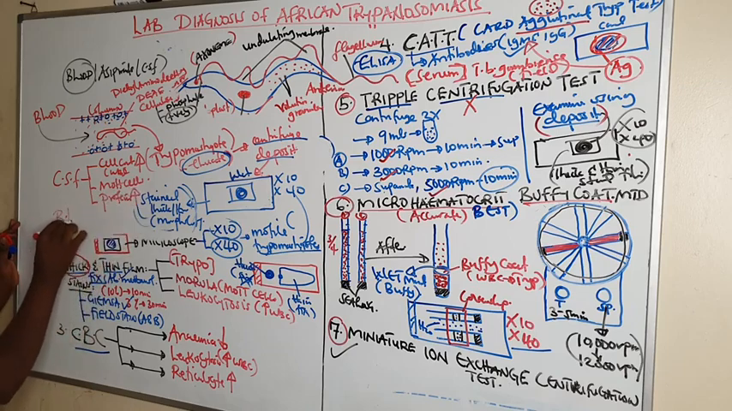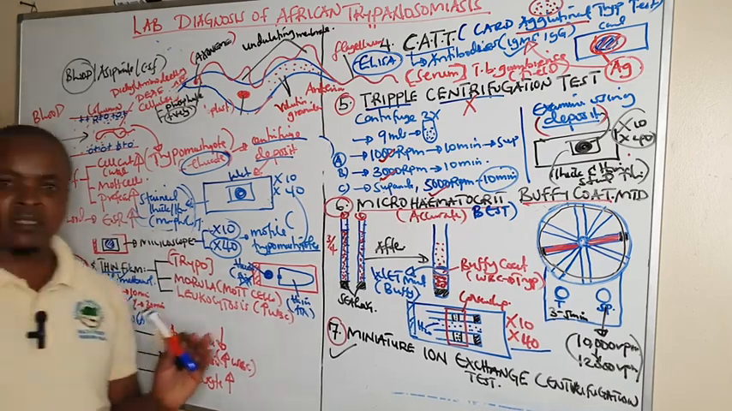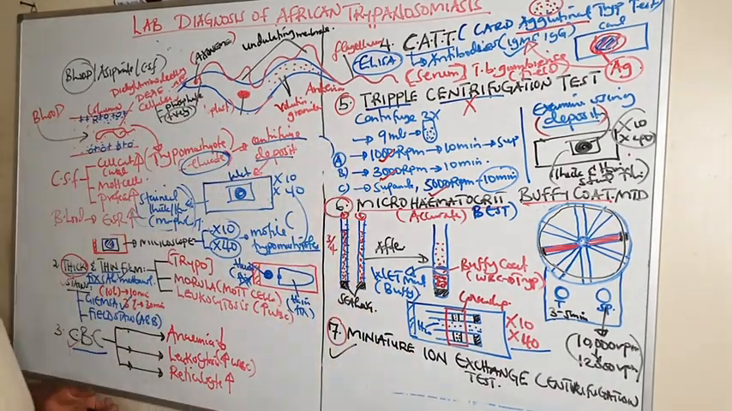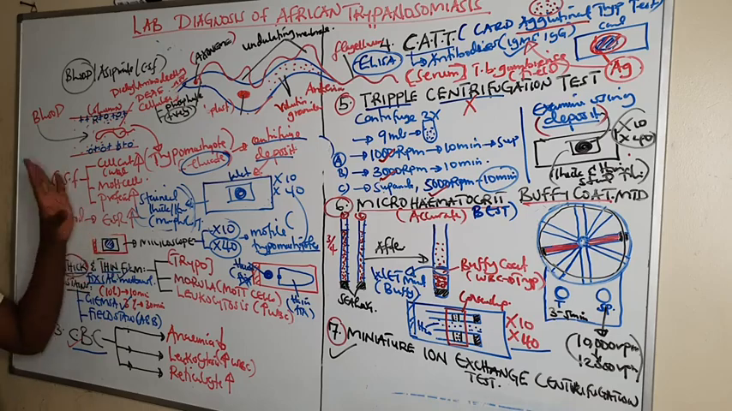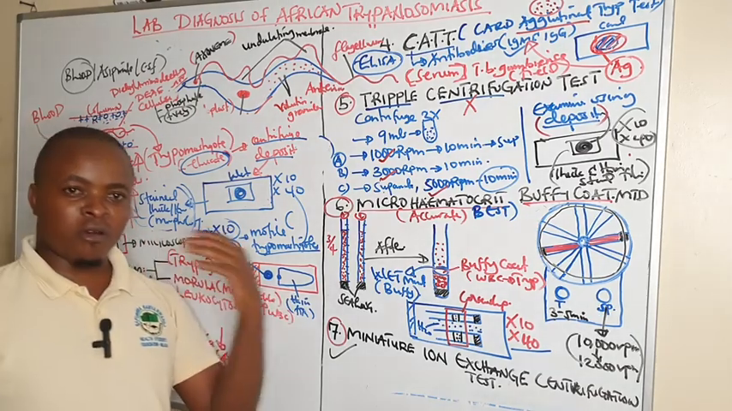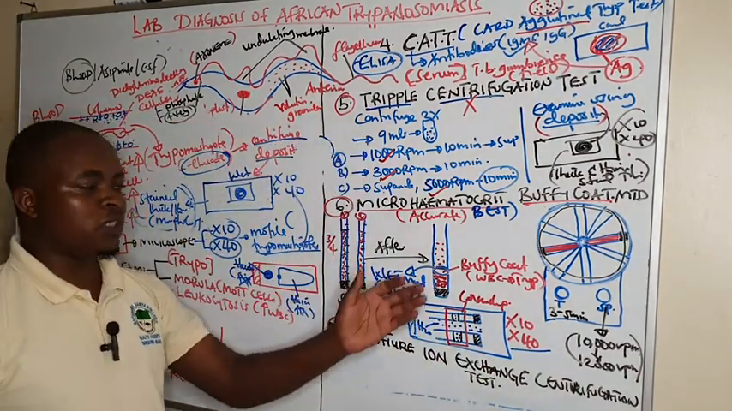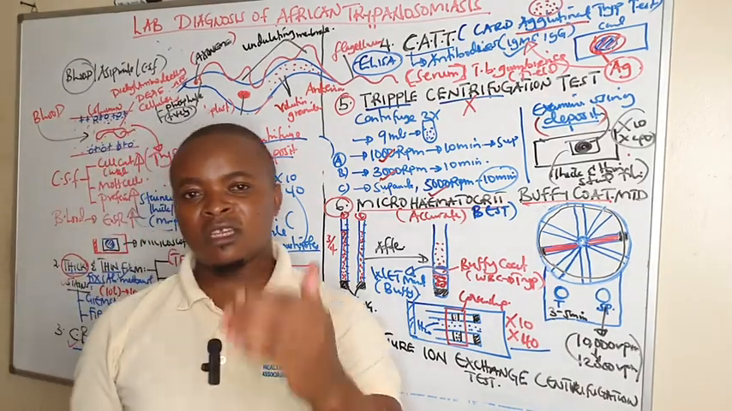Then on blood, apart from thick film, direct wet mount, and CBC, we can also perform ESR, and ESR is always raised. ESR is erythrocyte sedimentation rate, which is raised in people with African trypanosomiasis. So this is what we can discuss with you, both the detection methods and the concentration techniques used in diagnosis of African trypanosomiasis.